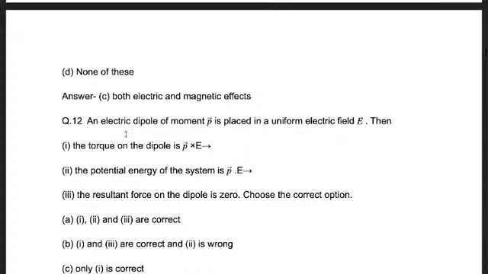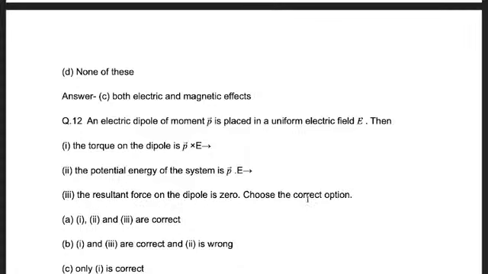An electric dipole of moment P is placed in a uniform electric field E, then: option 1, the torque on the dipole is P vector cross E. Option 2, the potential energy of the system is P vector dot E. Option 3, the resultant force on the dipole is 0.